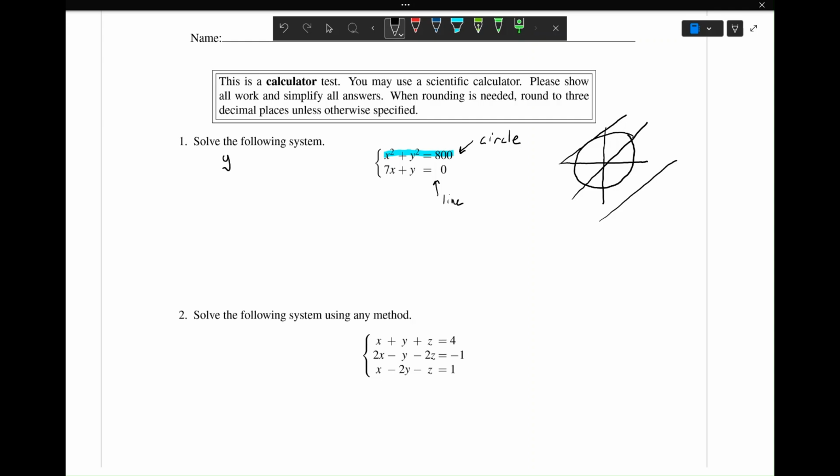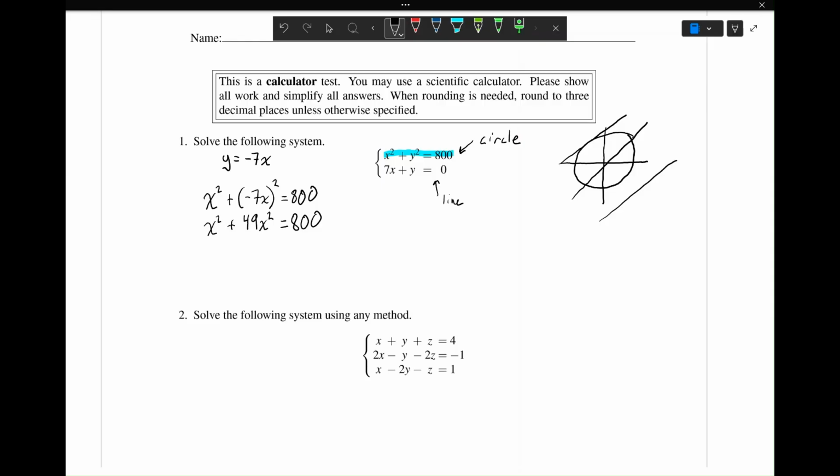And so if I solve that for y, I'm subtracting 7x from both sides. So I get y equals negative 7x. And so I'm going to take that y and put it in for the y squared here and solve that equation in terms of x. So this turns into x squared plus negative 7x parentheses squared equals 800, and negative 7x squared, I have to square both of them because they're multiplied together, so that gives me 49x squared. So remember, when you square a negative, it becomes positive.